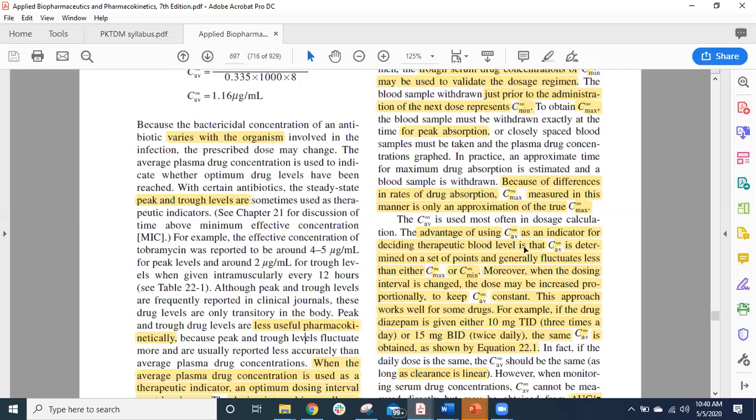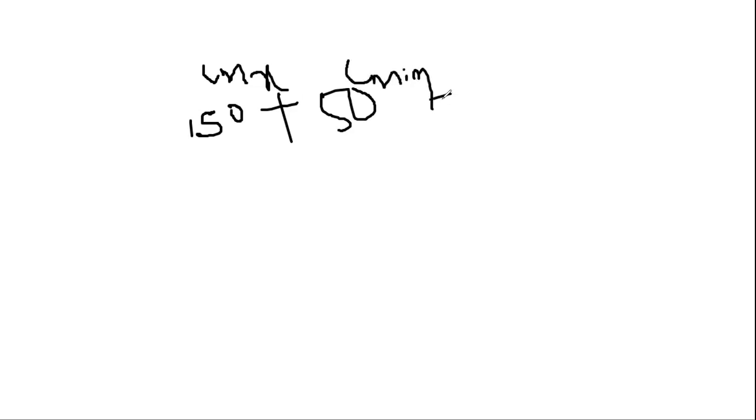Yes, sir. So that's the average of 150 and 50. Let me use my whiteboard. Can you see my whiteboard? Okay, that's the average of 150 and 50. Let's say this is our C max, and this is our C minimum. So the average of this is 100, right? Can you give me some other example, other numbers whose average will be 100?